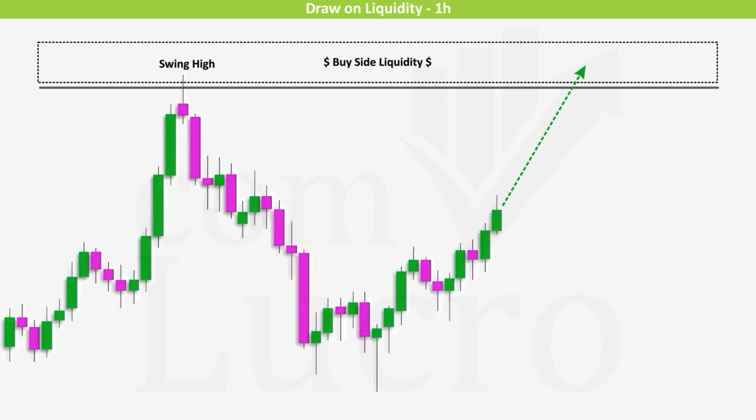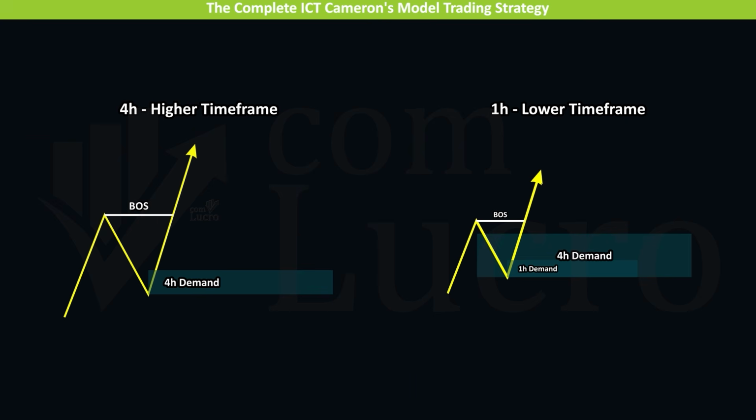Before moving to the execution phase of Cameron's model, there is one additional concept that can significantly improve the quality of your analysis: stacking zones. Stacking zones refers to aligning zones across multiple timeframes to identify stronger areas where institutional activity is more likely. The reason this concept is so powerful is that the more evidence supporting a zone, the more attention that area deserves. Let us look at a clear example.